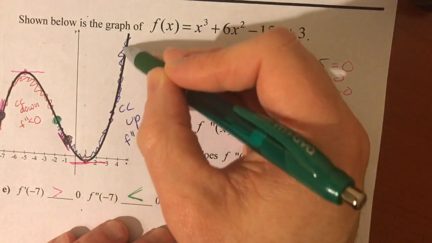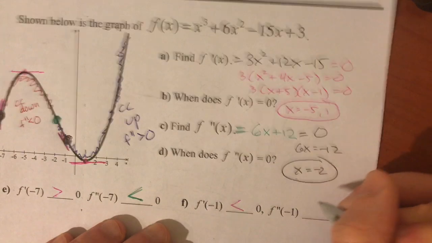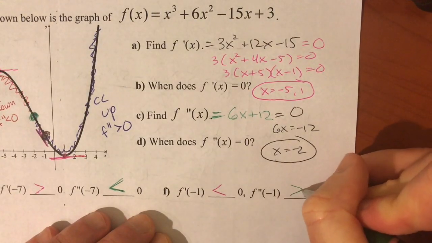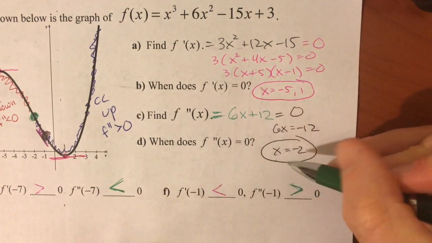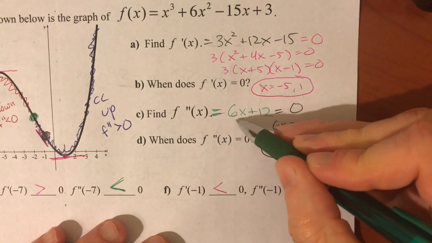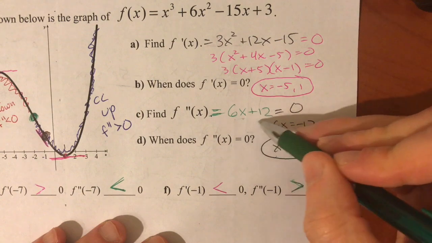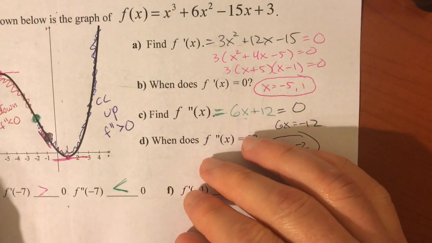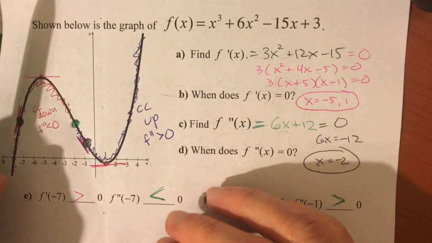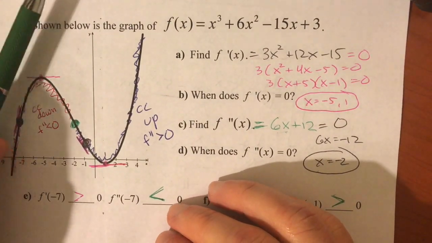You're part of this concave up region. Your second derivative at negative 1 should be a positive quantity. And you can check here to kind of convince yourself since it's the first day. If you plug in negative 1, 6 times negative 1 is negative 6 plus 12. That's positive 6.